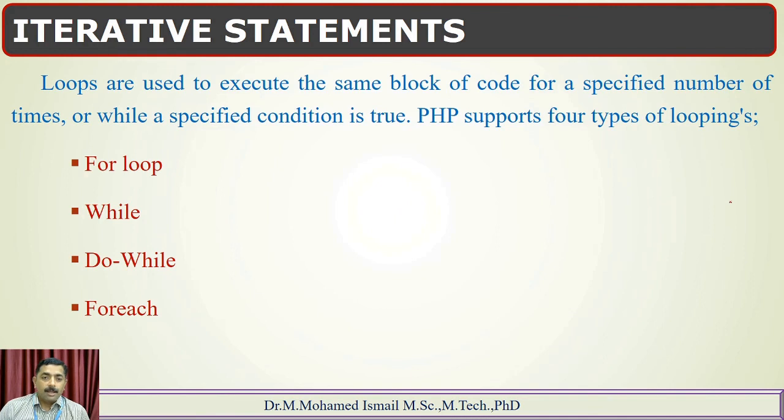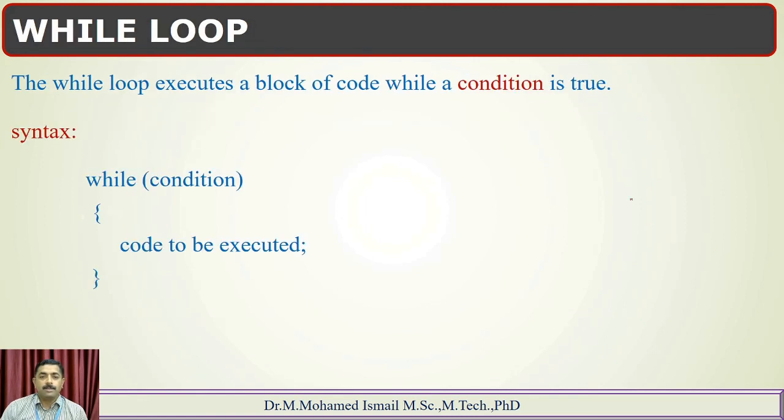As I have mentioned already, loops are used to execute the same block of code a specified number of times or until a condition is true. So in today's topic, the while loop will execute until a condition is true. Here we have to mention the condition. If the condition is true, then whatever code is within this block will be executed.